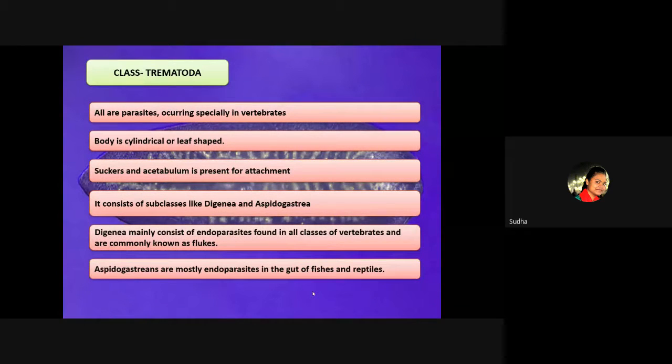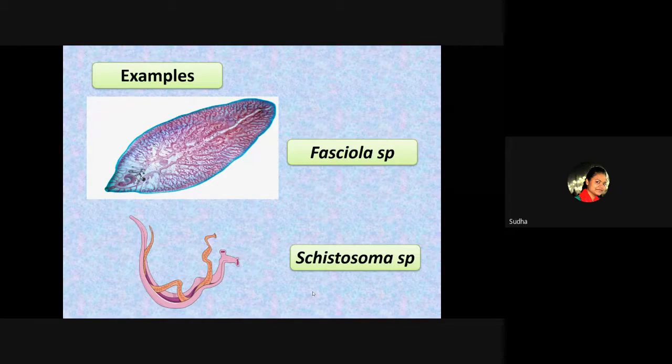Second class is class Trematoda. As I said, Trematoda mainly includes flukes. They are all parasites occurring especially in vertebrates. They are very good parasites, I can say. The shape is cylindrical or leaf shaped. If you see the structure, they will be leaf shaped. I will show you the diagram. An example is Fasciola. You can see how the shape is.